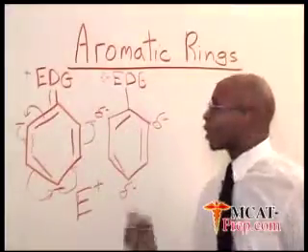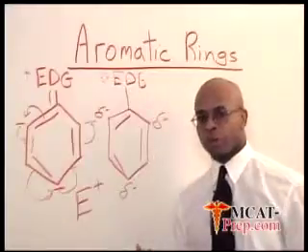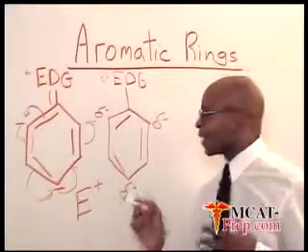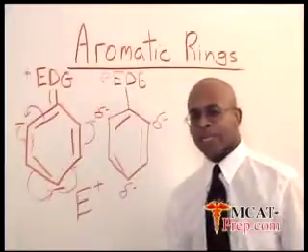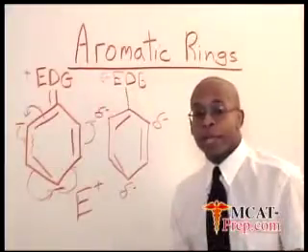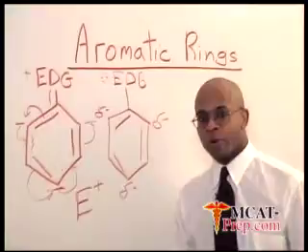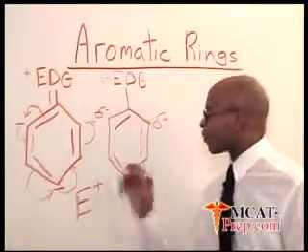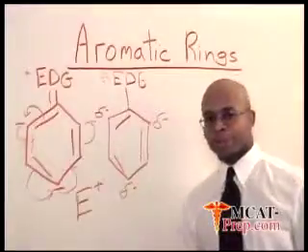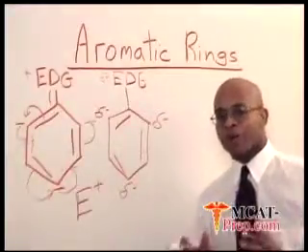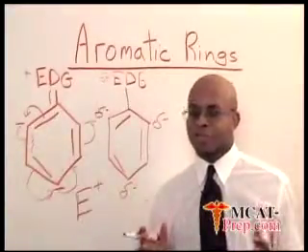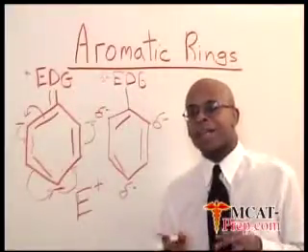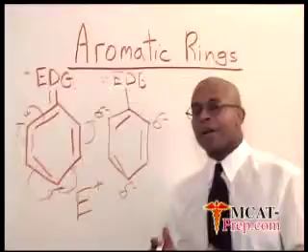In other words, when an electron donating group is added to the benzene ring, we say that it activates the ring. It makes the ring more reactive than it was before, and it directs the electrophiles to the ortho and para positions. However, all these things are statistical, and that's important to keep in mind because on the MCAT exam they can play with you on this.